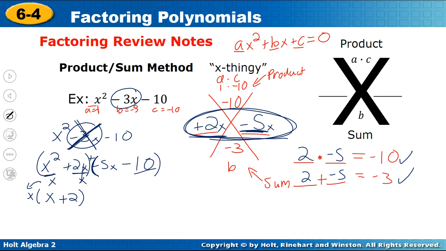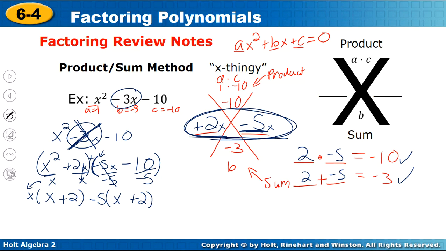My second group, both of these are divisible by 5, but what we're going to do is divide out a negative 5 because we have that negative here, essentially. So let's bring that negative 5 out, and we'll have a positive x and a positive 2 inside.